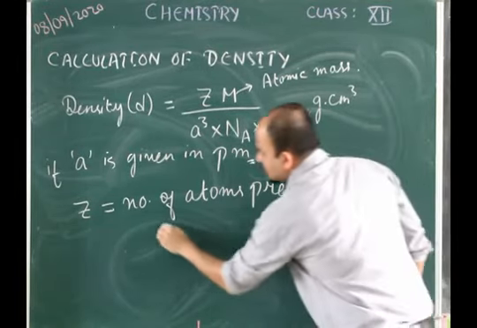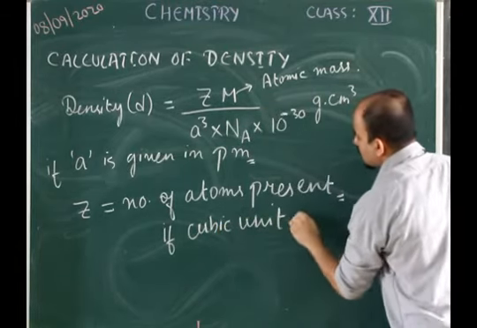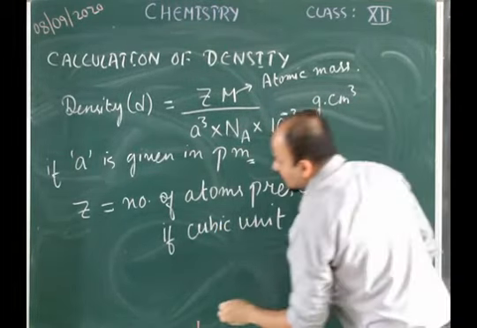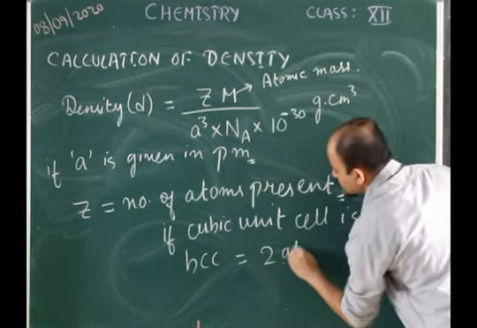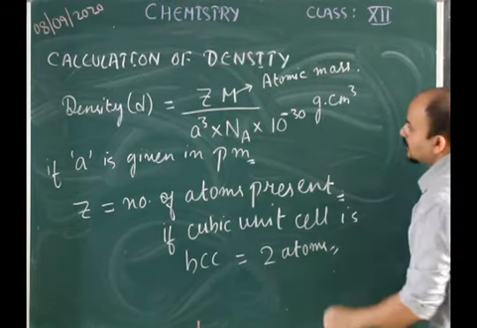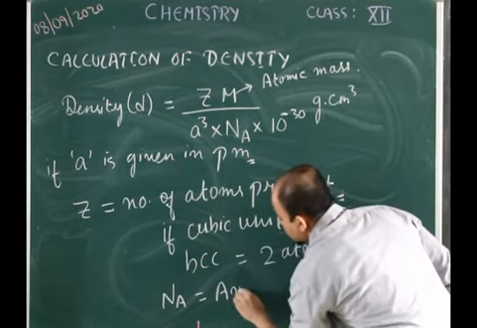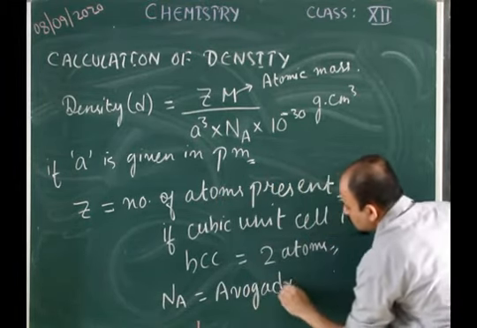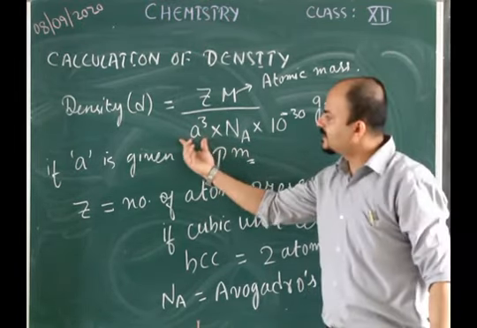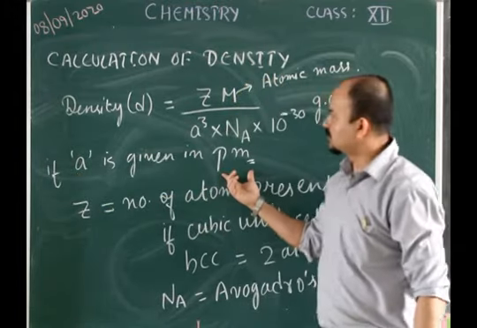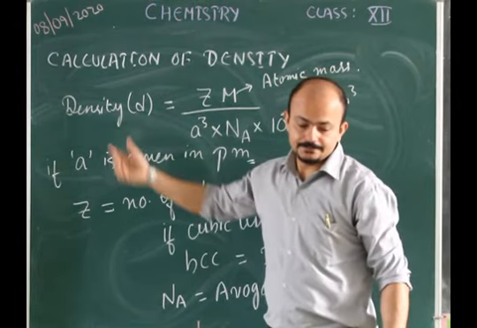For example, if the cubic unit cell is say body centered, BCC, then the number of atoms, you already know, is 2 atoms. Na is the Avogadro's number. Okay? And a is the edge length given in picometer. So with this formula, you can calculate the density of the unit cell.